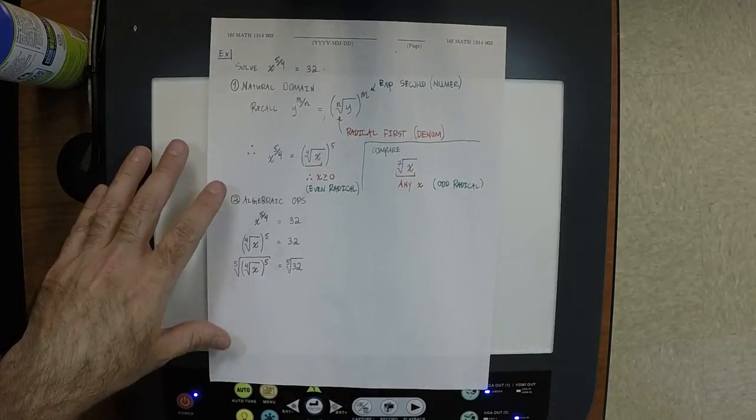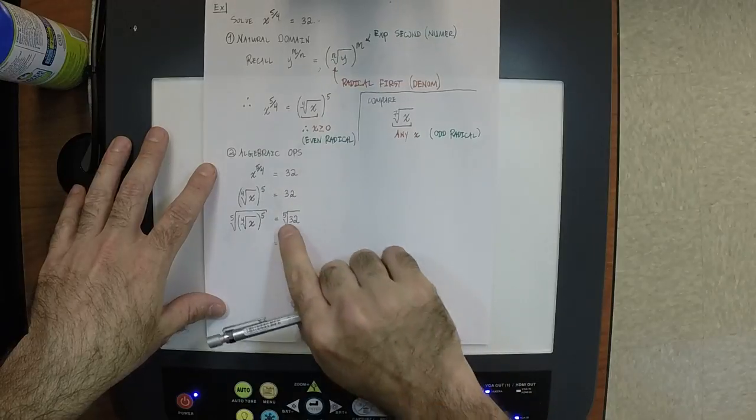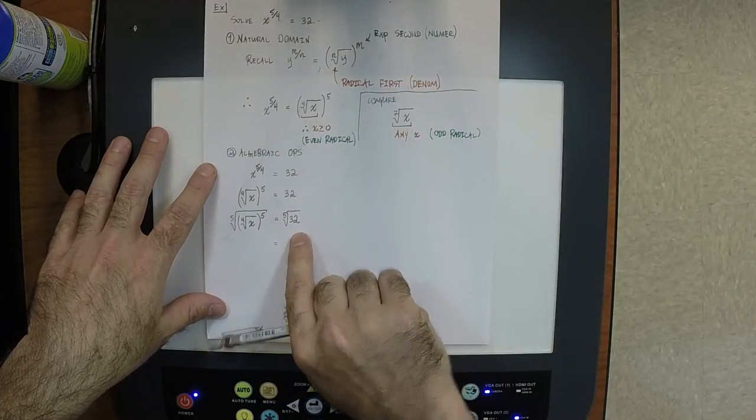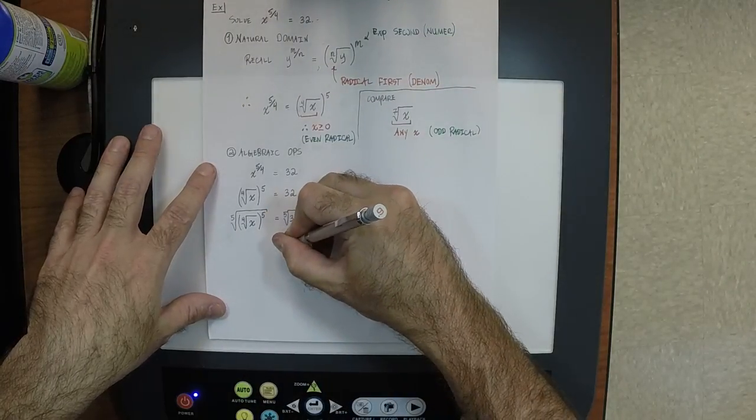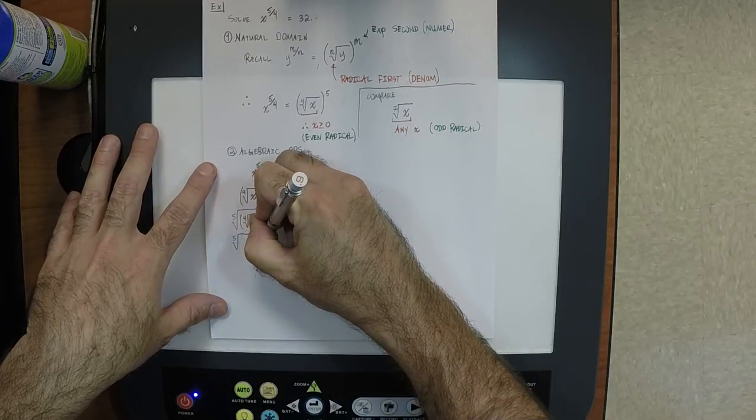Because remember, let's do this in steps. First off, what is the fifth root of 32? 2. So I'll just do the right-hand side, and I'll leave this here unchanged.